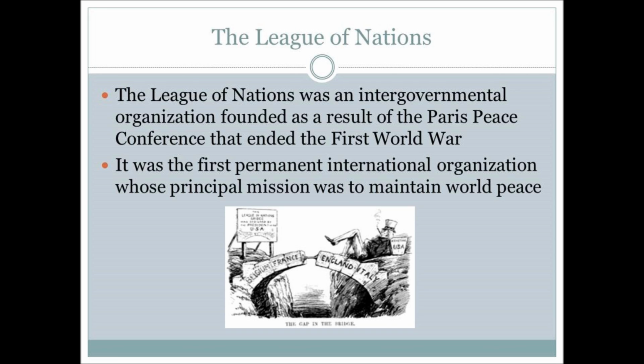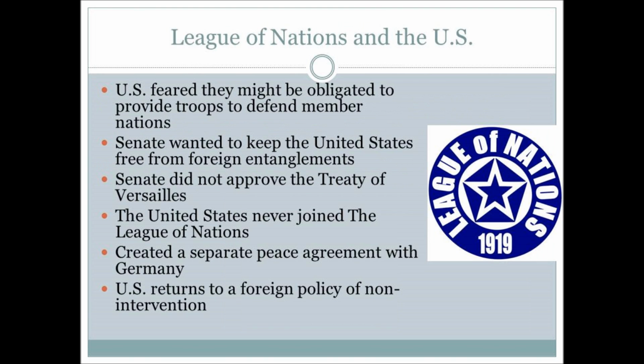So Congress says no to it. And because of that, the United States is not even part of the League of Nations. And because the United States is not part of the League of Nations, it is really a very ineffective and weak organization. All right? And this is just kind of backing that up. The U.S. feared that they might be obligated to provide troops to defend member nations. They were afraid of this alliance system because if you look at World War I, the alliance system is what caused everything. The Senate wanted to keep the United States free from foreign entanglements.